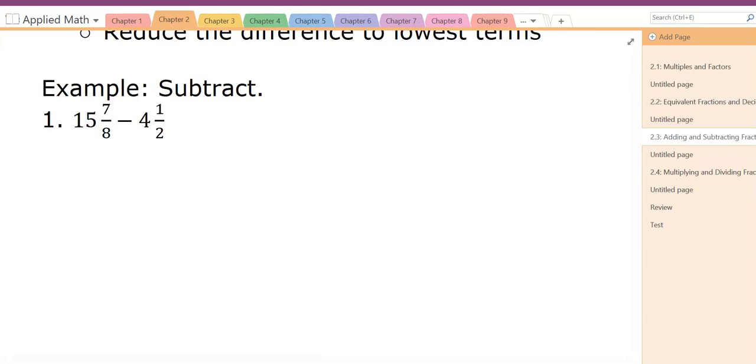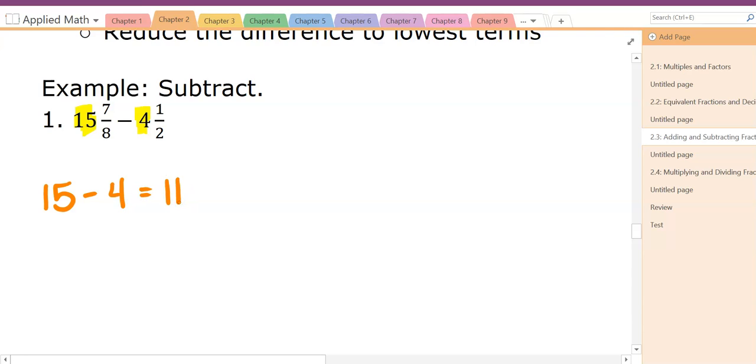So for this first one, I have 15 and 7/8, and I'm subtracting 4 1/2. So the first thing, kind of like what we did with adding mixed numbers, is I'm just going to focus on the whole number part. So I'm going to take 15 minus 4. What would be 15 minus 4? 11. Okay.